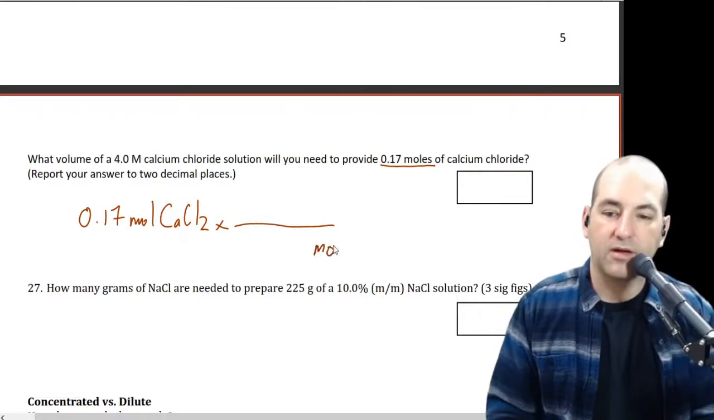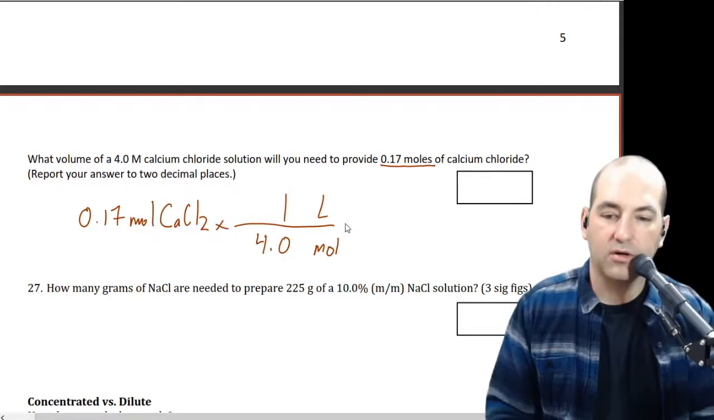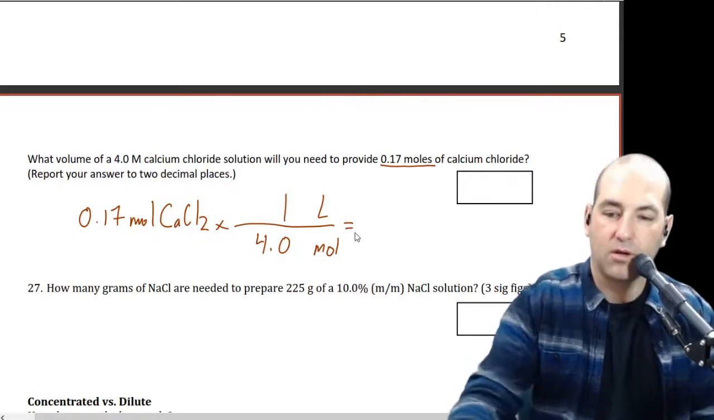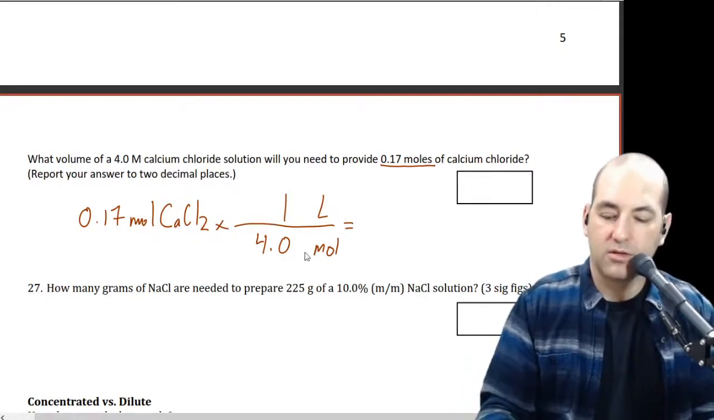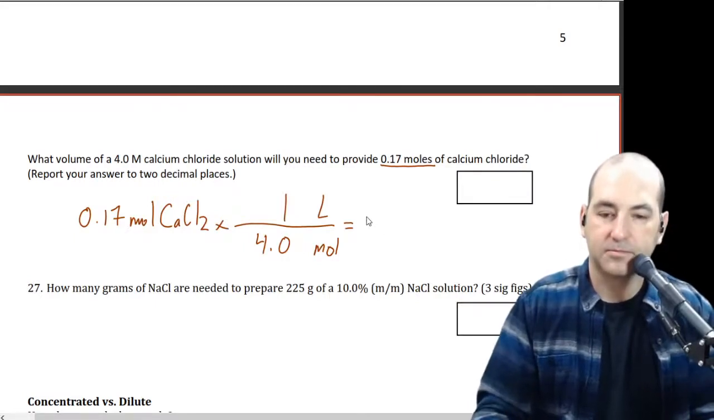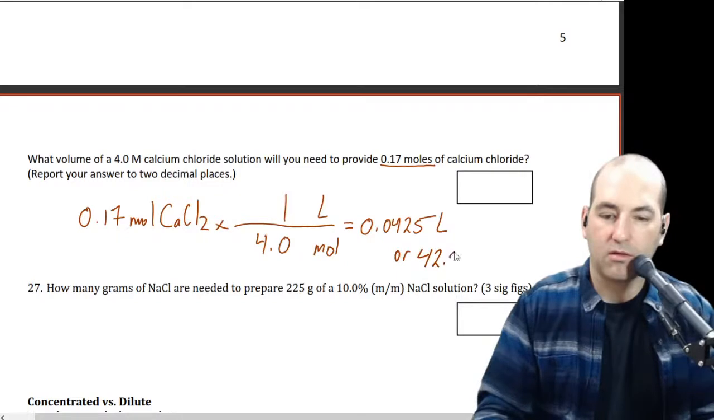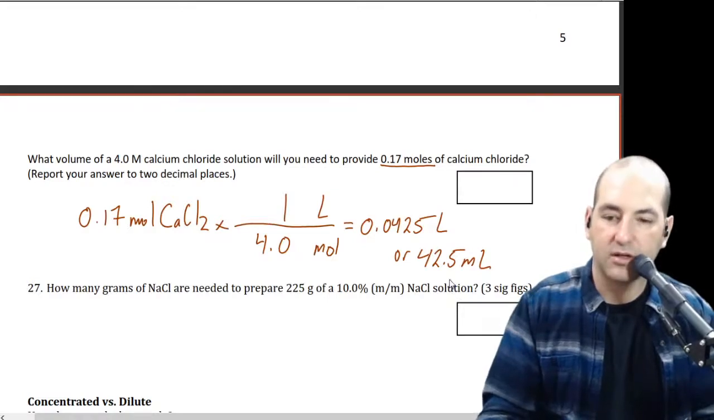And then we want to go, instead of moles, we want liters. So moles to liters, that's again using the molarity. So the molarity is 4.0 moles per liter. So this will cancel moles and we'll go 0.17 divided by 4, which would be 0.0425 liters or 42.5 milliliters.